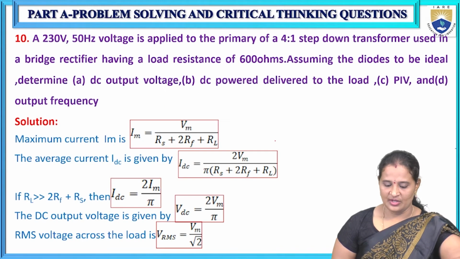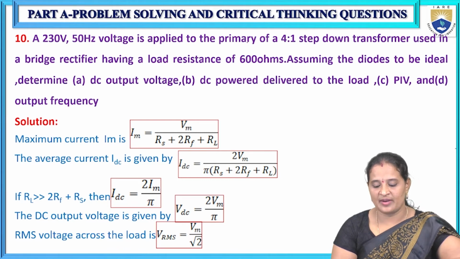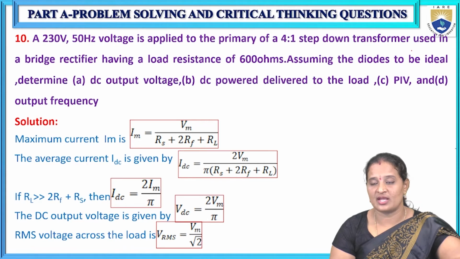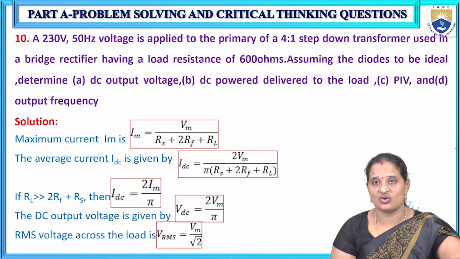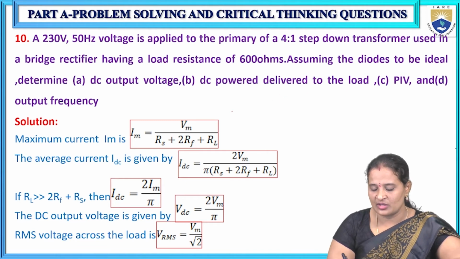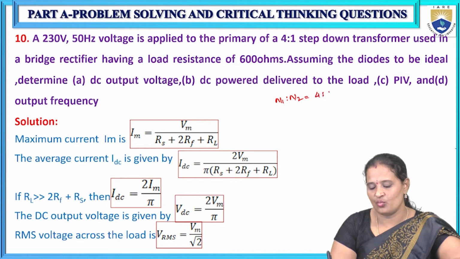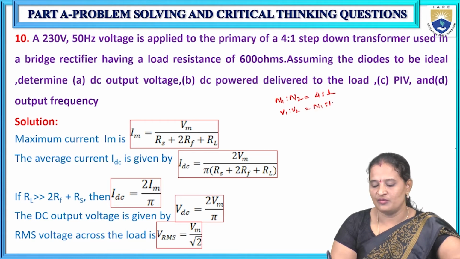Right, that's it. Next, 230 volts, 50 hertz voltage is applied to the primary of a 4/1 step down transformer used in a bridge rectifier having a load resistance of 600 ohms. So what are the values given? The turns ratio is given, that is N1 to N2 is 4/1. Similarly, we need to calculate V1 by V2. So N1 by N2 is equal to V1 by V2, right?